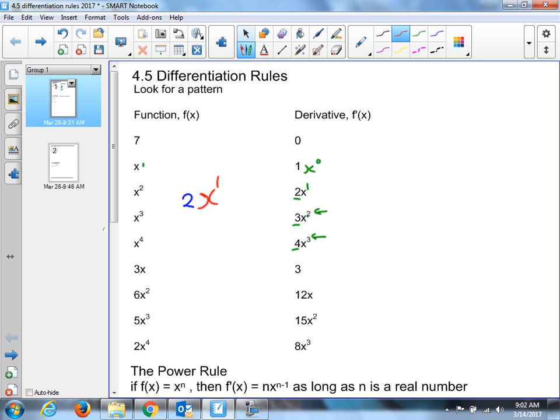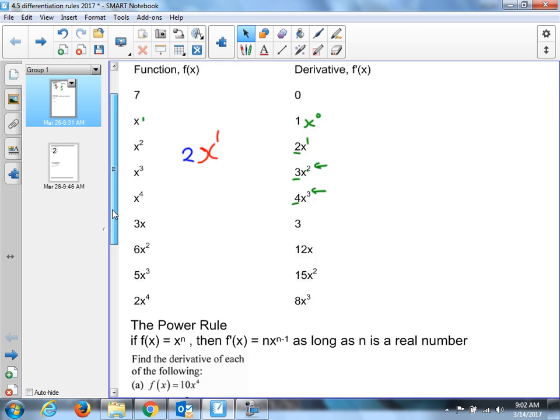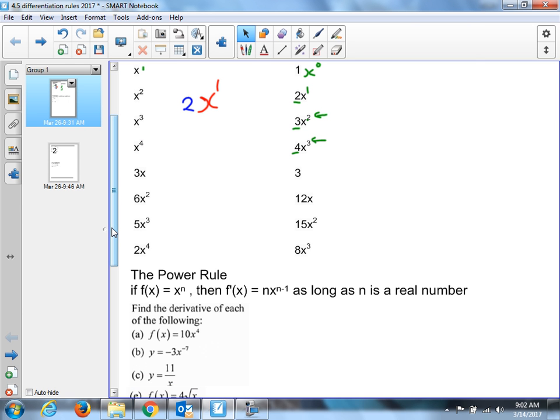Reduce that exponent by 1, and there you got it, right? What do you think of this? Well, let's think this through. So 6x squared, I was going to use that exact same setup here, and then put a 6 in front.